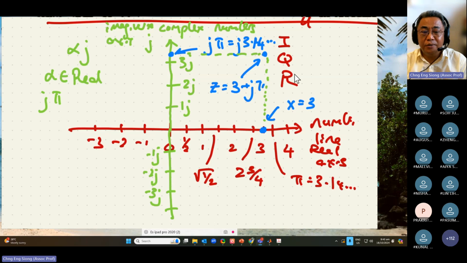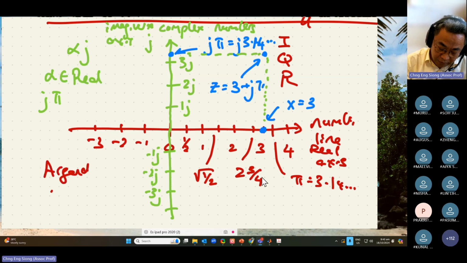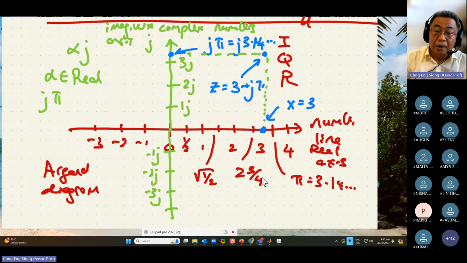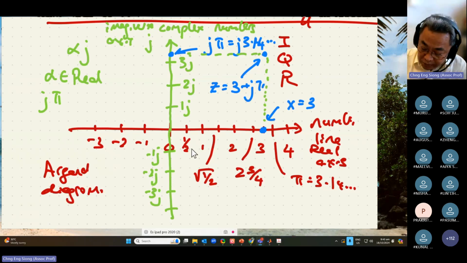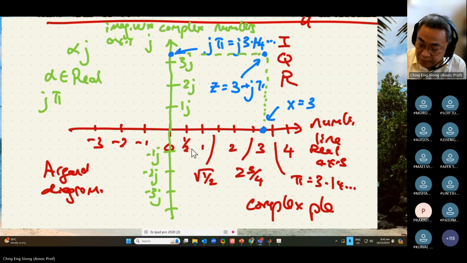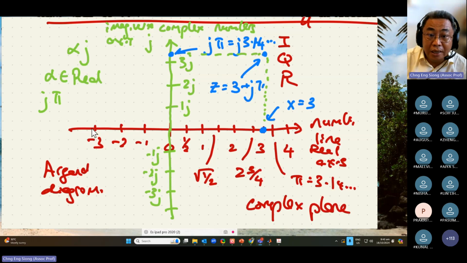And this is the convention, right? This whole thing is called the Argand diagram. We call this the real line, the imaginary line, but two of them form a plane. We call this the complex plane.